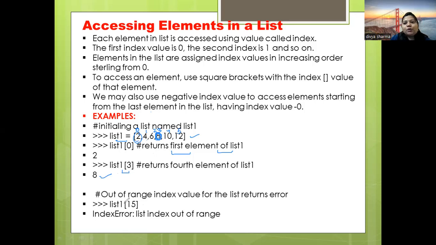Now if we access any element which is not included in the list and which is out of range of that index value, it will display an error: list index out of range. Now see list 1 at 15. There are no elements which have index value 15. So it will give an index error: list index out of range.